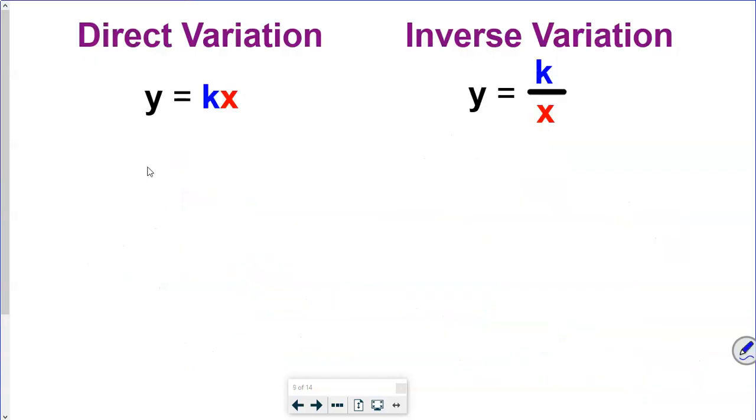So to recap, when we have direct variation, the equation is y is equal to k times x, whereas when we have inverse variation, we have y is equal to k divided by x. And that makes sense, right? Because if it's inverse, we're going to actually change the operation. So we had multiplication, it's going to change to division, okay?